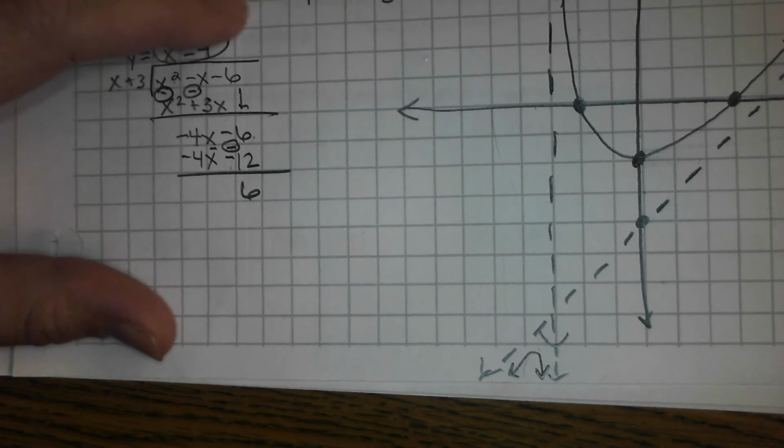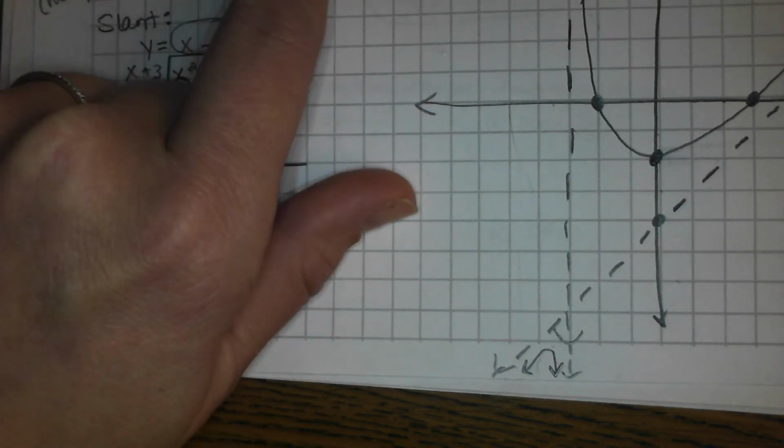You can't. Oh, you cancel two of the factors? Oh, because one's x plus and one's x minus.